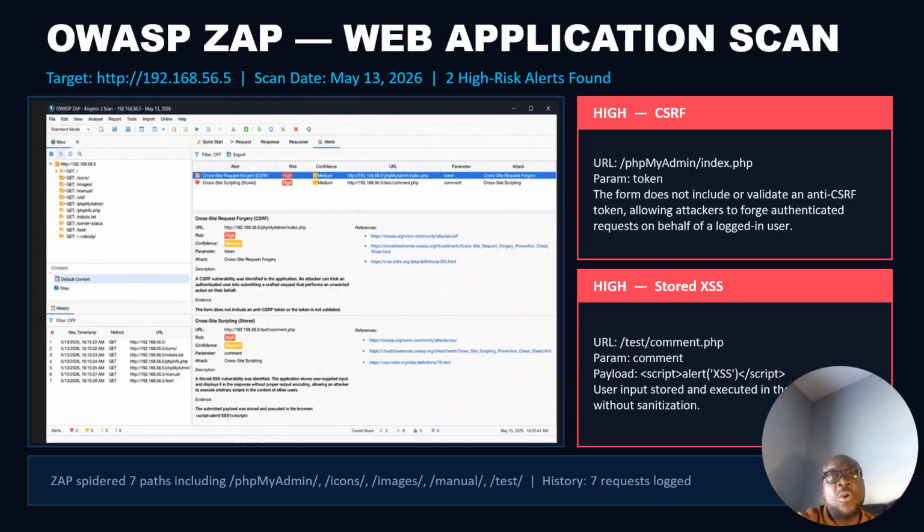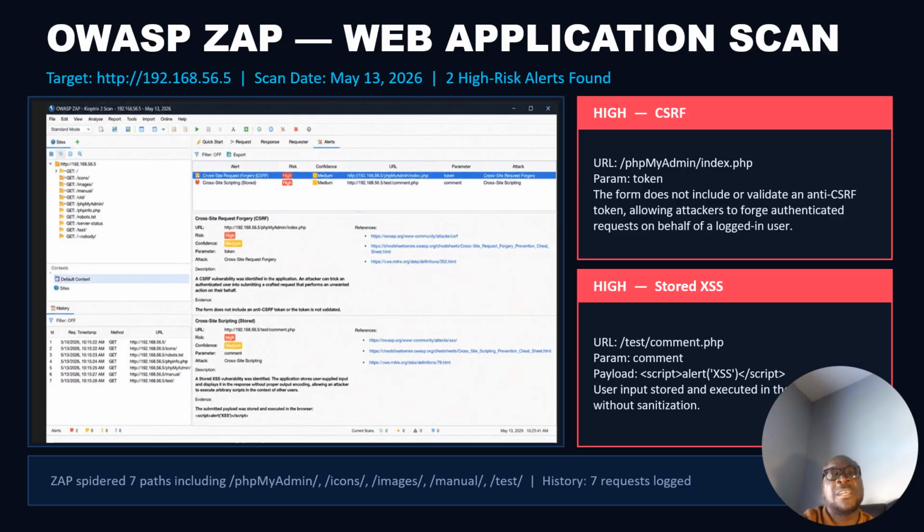OWASP ZAP is an open source web application security scanner maintained by the OWASP Foundation. I pointed it at the Kioptrix 2 web server and it spidered the site, discovering 7 paths including phpMyAdmin, icons, image miner, and a test directory. ZAP identified 2 high severity alerts.